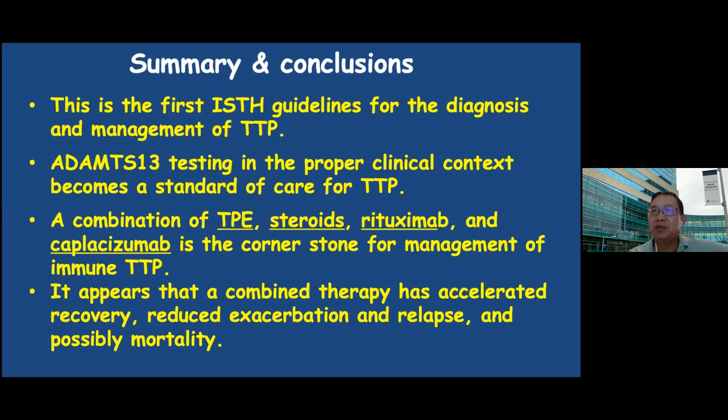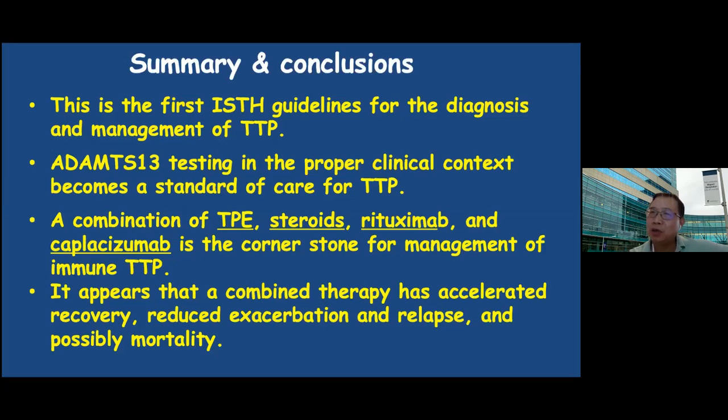And some of the patients, you may remember, during plasma exchange, platelet count rises and then falls again, and rises and then falls again, okay? So during treatment, it is exacerbated. But if you have caplacizumab, this exacerbation will be eliminated, and therefore you can get out of the hospital earlier. And also having rituximab prevents long-term relapse, so you can eliminate the antibody.